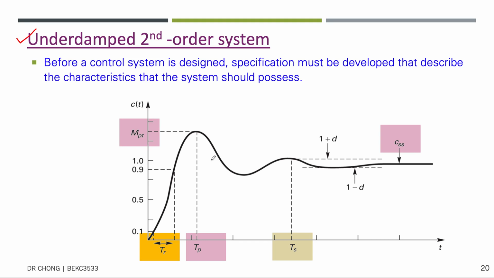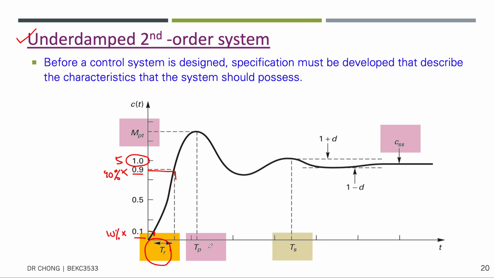Here, first you need to know the rise time. Rise time tells you how fast your system moves. Rise time is from 10% of your response to 90%. Here you look, it's 0.1, 0.9 because the final value is 1. But if your final value is 5, it doesn't matter. Remember, it's no longer 0.9 or 0.1, but it's still 90% and 10%.